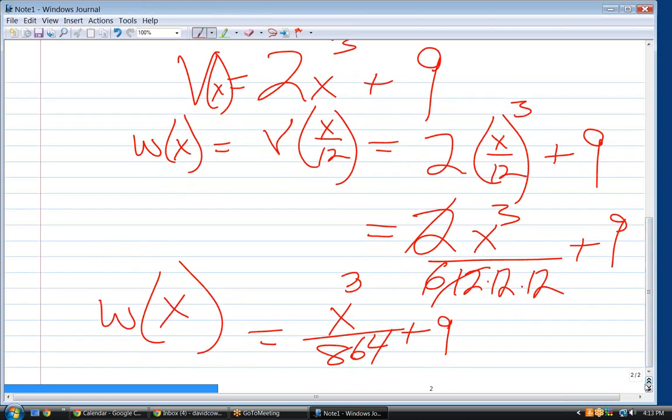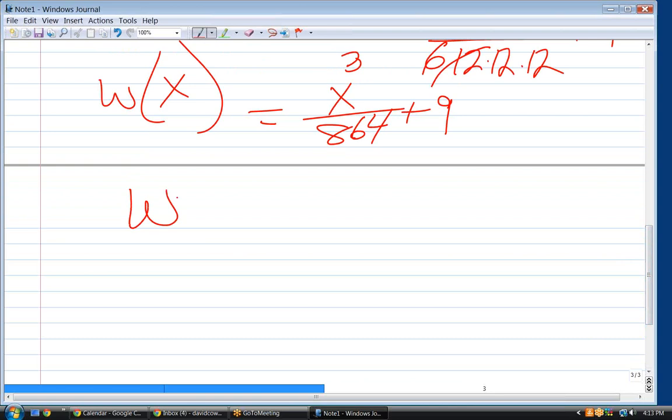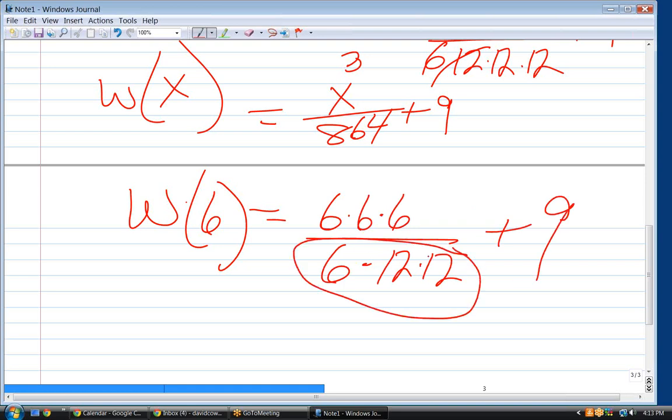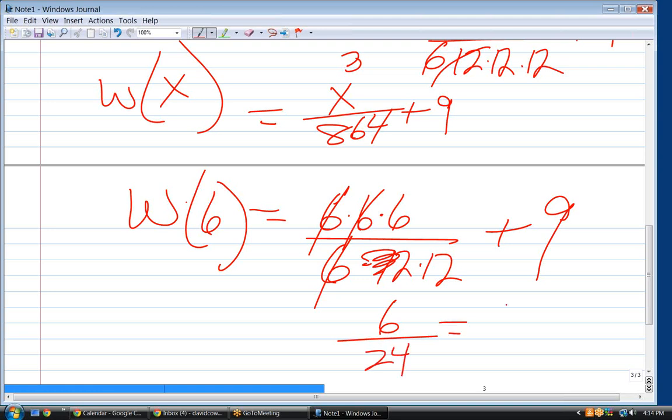And they wanted w of what? 6. W of 6. Well, that's going to be 6 times 6 times 6 over 6 times 12 times 12, right? In other words, I'm backing up there. I got 864 by multiplying 6 times 12 times 12. I'm putting it back in factored form because it's easier to do the math here. I can cancel that 6 with that, cancel one of those with that. So now I have 6 over 24, it's 1/4. So w of 6 would be 1/4 plus 9.